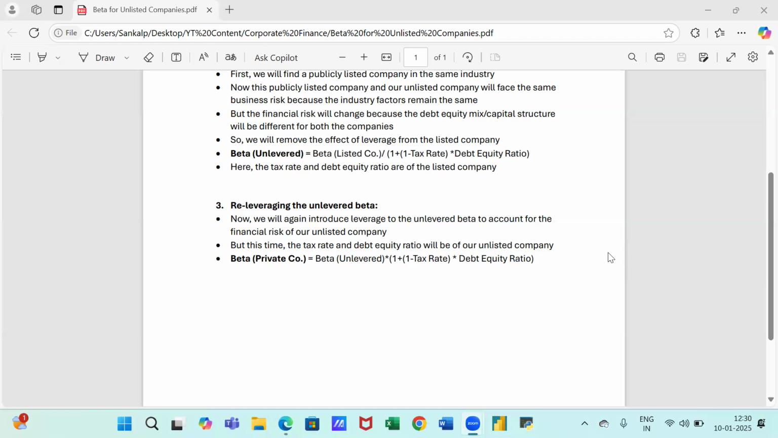So in order to find out the beta for the private company, we'll use the equation below. That is, beta of private company is equal to the beta unlevered that we found out above, multiplied by 1 plus (1 minus tax rate) into debt equity ratio. So here the tax rate and the debt equity ratio will be of our unlisted or private company. So using these two equations, we'll first remove the financial risk from the listed company, and then use the unlevered beta in order to find out our own beta by using our own tax rate and debt equity ratio.